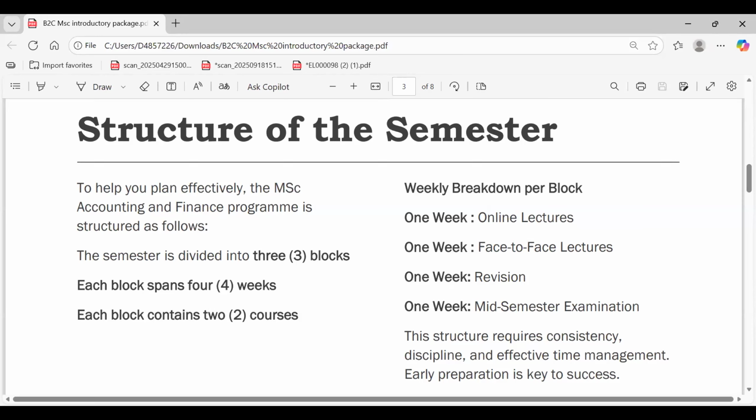And then at the end of it, in the final week within that block, we write a midterm. The midterm will consist of the two courses that were taken in the block. So midterms are written every month. At the end of the three blocks within the semester, we then write the final exams.